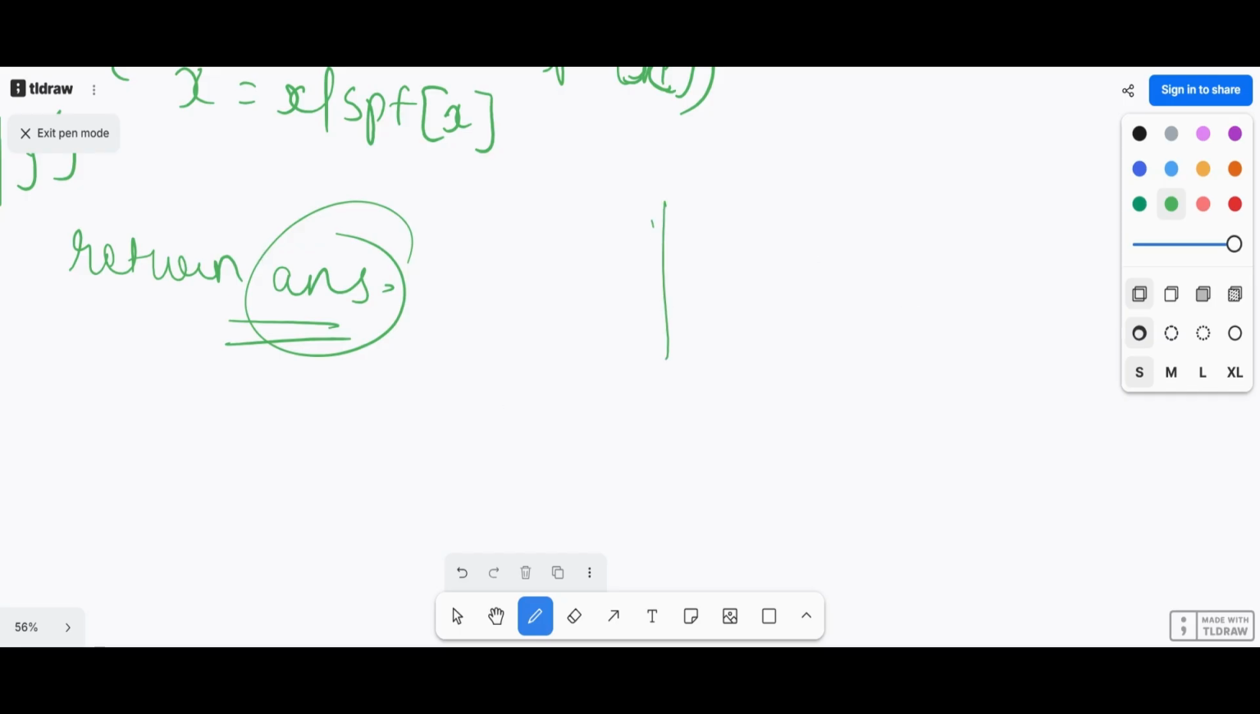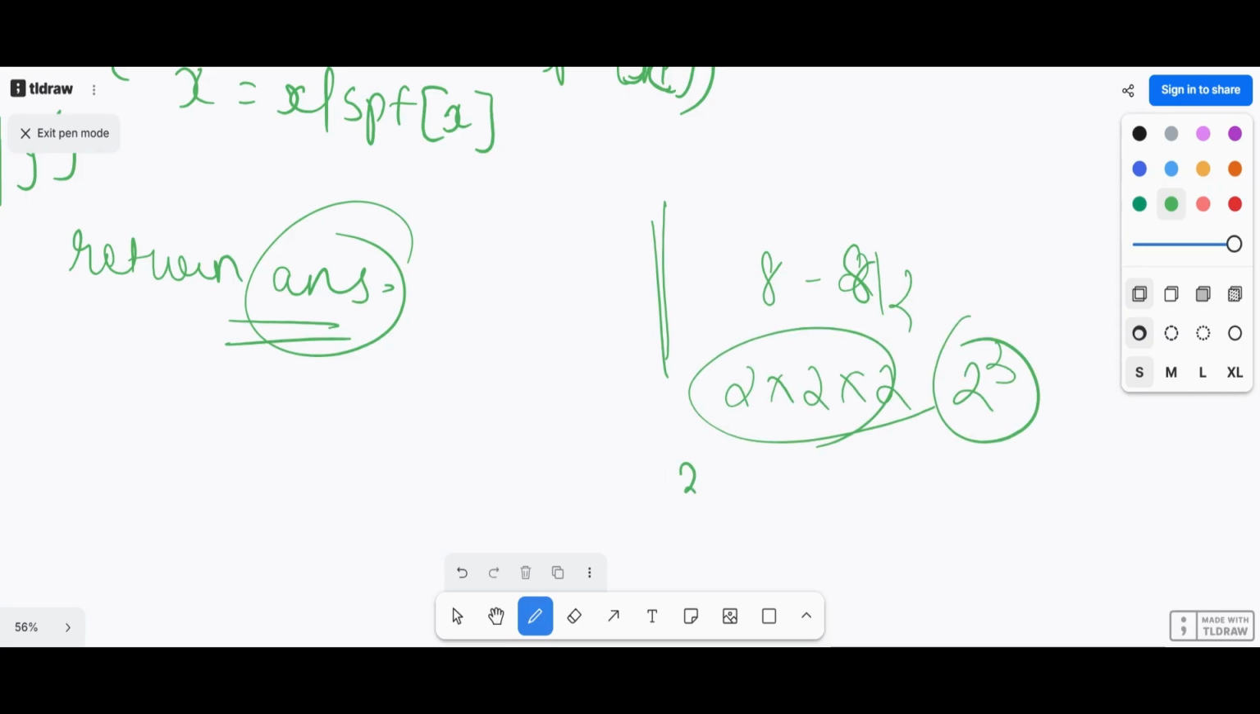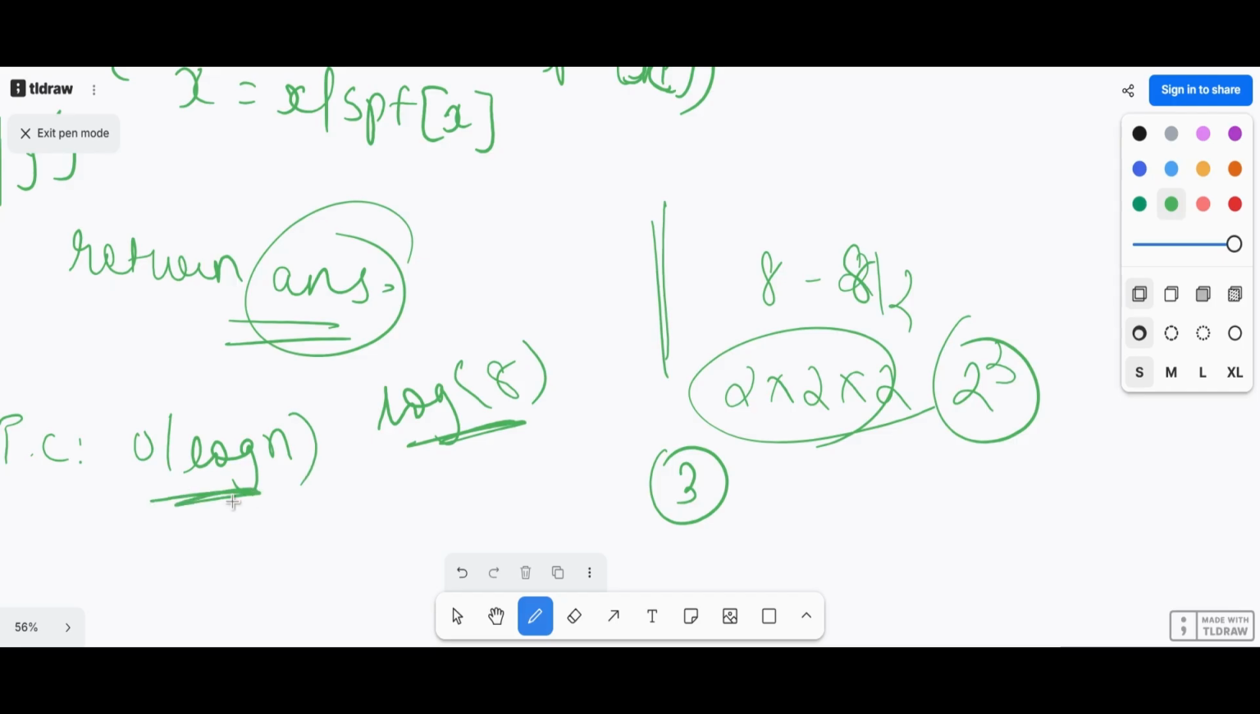So this overall will take, let's say the smallest prime factor is 2 only. For 8, it's 8 divided by 2 is 2, cross 2, cross 2, it's 2 cube. So basically 3 factors, so 3 times you have to run this loop. So it's basically log of 8 times. So the time complexity of getting factors is order of log n, if pre-computing of SPF has already been done. I hope you're clear with this.